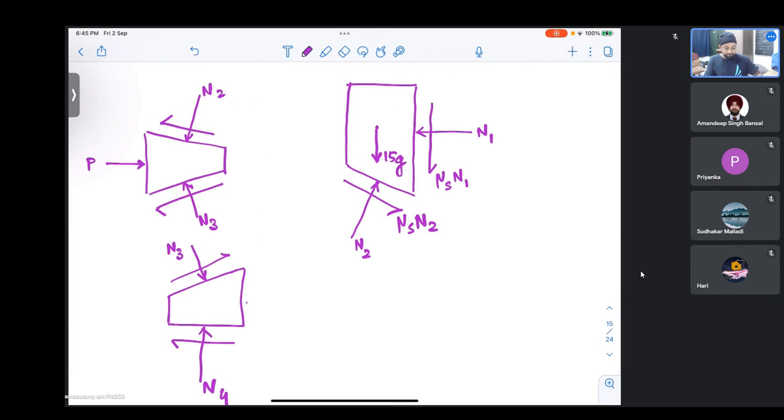Okay. Now we have this. So likewise we have mu s into N2, and this will be mu s into N3. So by Newton's third law, again mu s into N3.